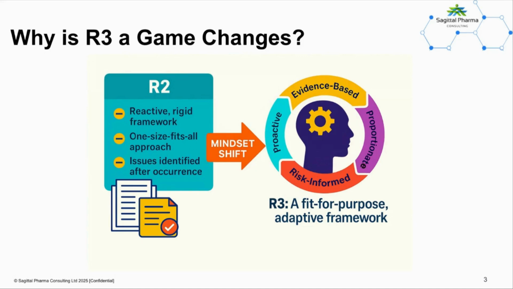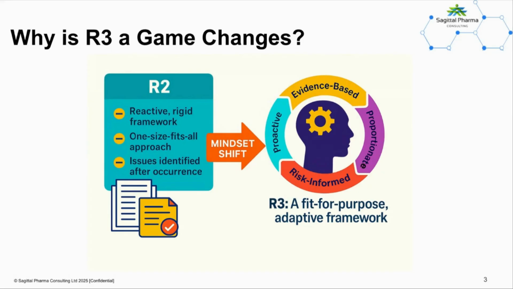R3 moves us from checklist thinking to critical thinking, from have we followed every step to are we focusing on what truly matters? It introduces a fit for purpose and risk proportionate philosophy that targets factors critical to trial quality, which are called critical to quality factors, and empowers teams to make evidence-based, proportionate, risk-informed decisions at the clinical trial planning stage and throughout the clinical trial life cycle.